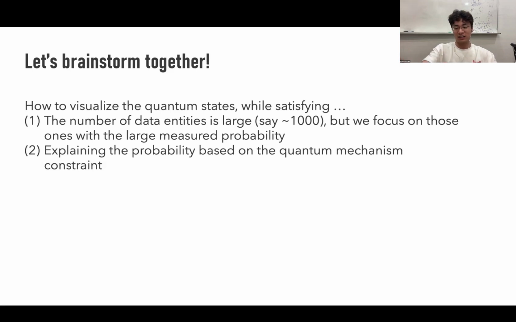Before that, we performed a real short brainstorming. Here's the question: how to visualize the quantum state such that it can satisfy a very large number of data entities, let's say around or more than 100 data entities inside this visual design, while at the same time focusing on those data entities with large merit probability. And second, it can explain the probability based on the quantum mechanism constraint, which is also used to explain why the merit probability is that number. Okay, so keeping these two questions in mind, we move forward.